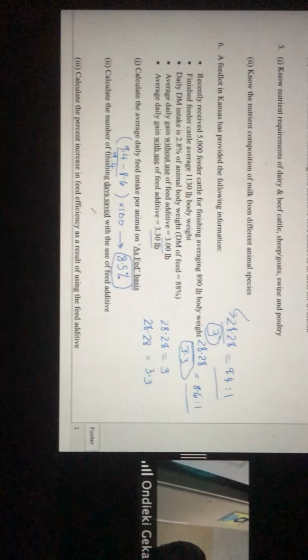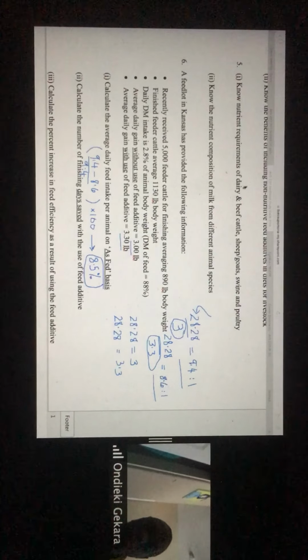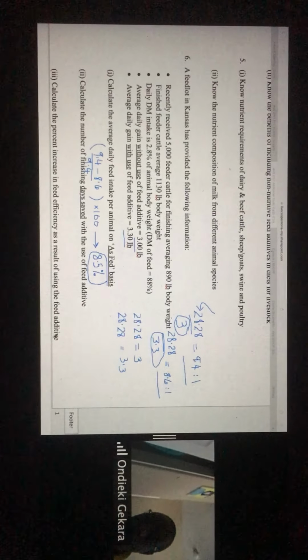Any questions about this part? I need to delete it and move to the next one. Okay, clear everyone?